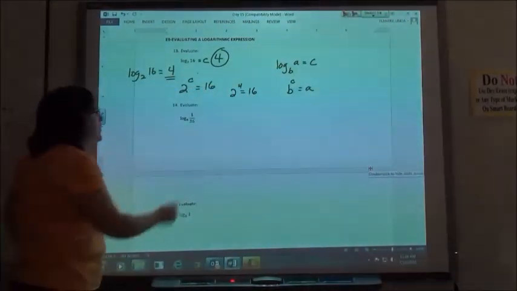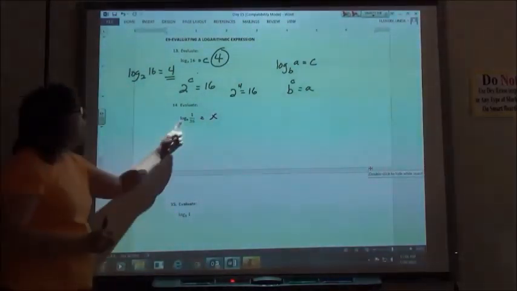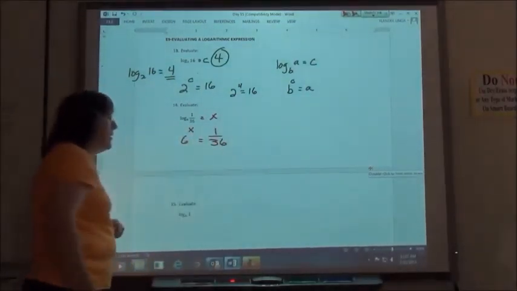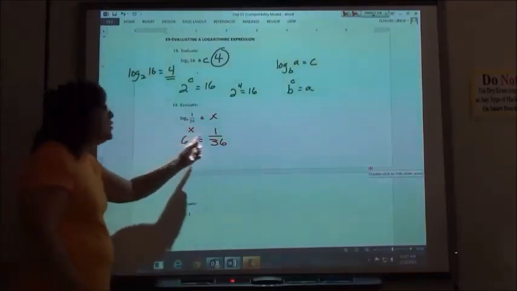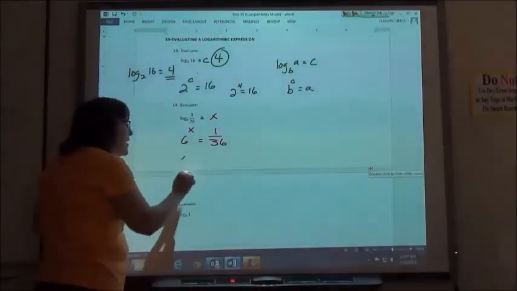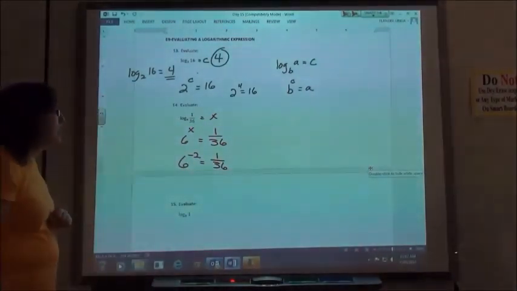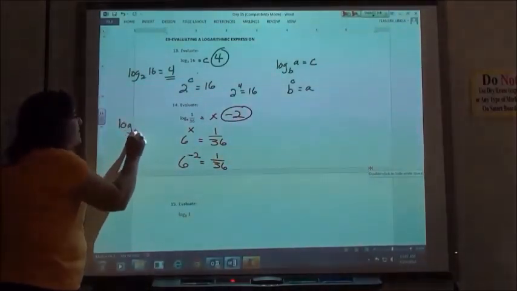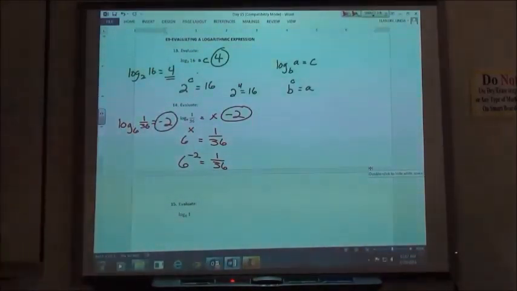So, the next one, say I put an x there. It wouldn't really matter. I'm just rearranging it in exponential form. My base is 6. 6 to what power equals 1/36? So now when you think of that one, you have to think about how I get the reciprocal. I had to have a negative exponent. 6 to the 2nd power is 36, so 6 to the negative 2 power would give me 1 over 36. So negative 2 would have to be my answer. Log base 6 of 1/36 is going to be equal to negative 2.